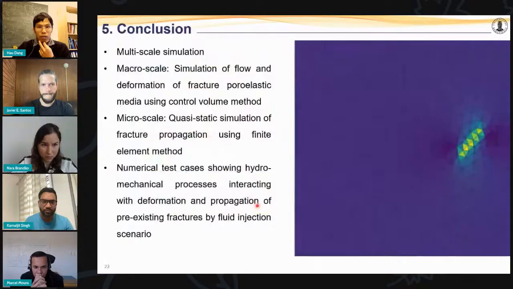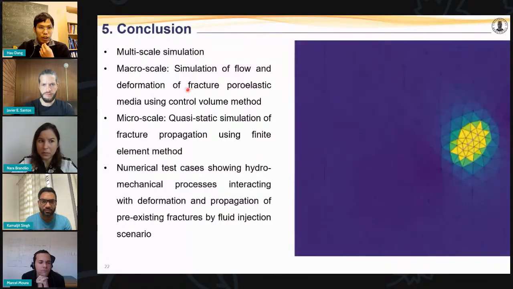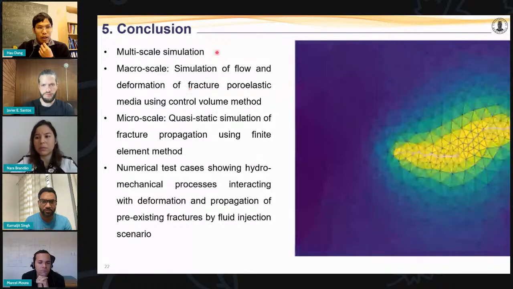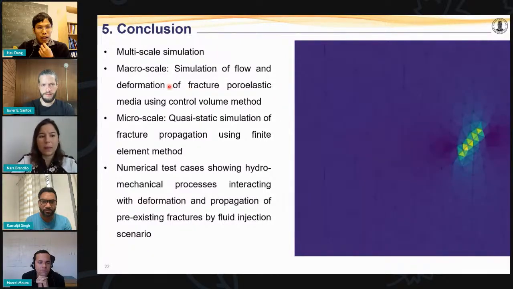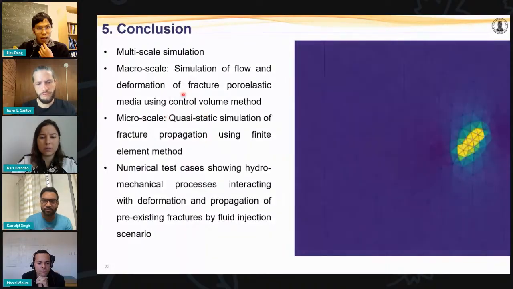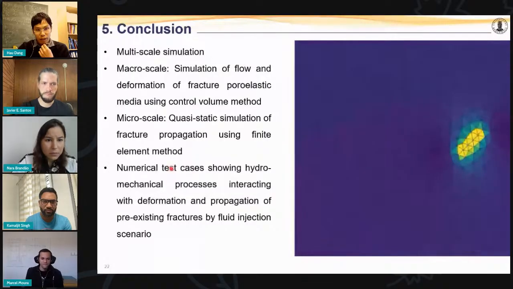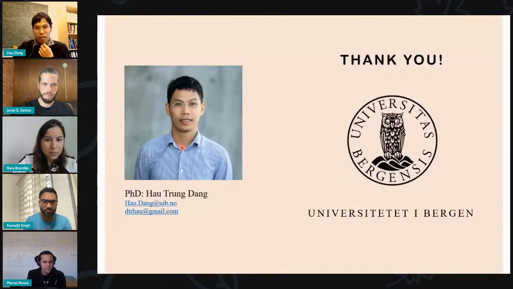So you can see in this talk I have presented a multi-scale simulation for fracture propagation in porous media. I do the simulation of flow and deformation of fractured poroelastic media using the control volume method in macro scale, and I do the quasi-static simulation of fracture propagation using the finite element method in micro scale. Thank you very much for your attention, and feel free if you have any questions.